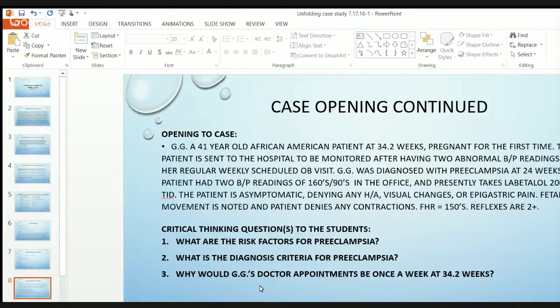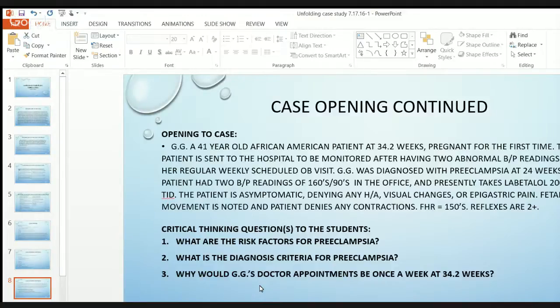Some of the things that we're looking for the students with this one, some of the risk factors, especially when we look at Gigi's case, is that she is African American, she is over 40, and this is her first pregnancy. Other risk factors are if a person has had a molar pregnancy, a history of chronic hypertension, a history of being diagnosed with preeclampsia before with a previous delivery, obesity, and smoking. Again, Gigi has quite a few of those factors, even with the absence of previous hypertension or a previous history of preeclampsia.